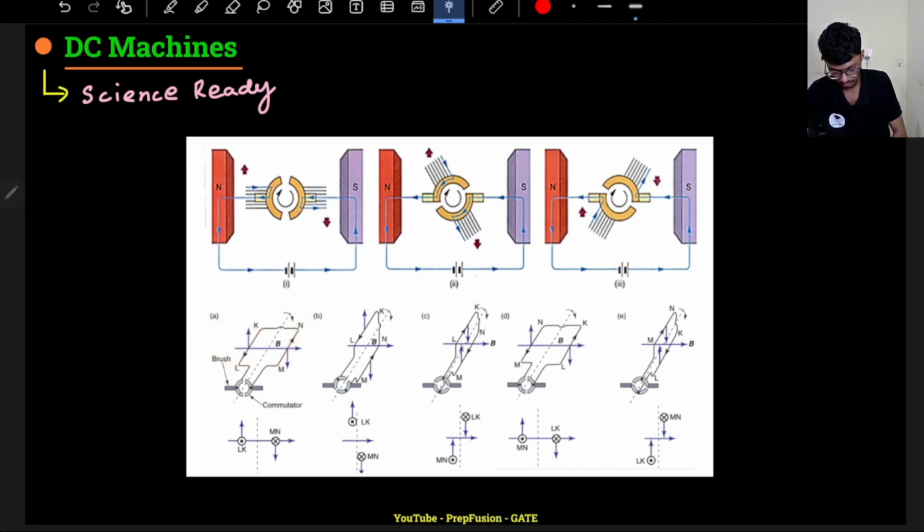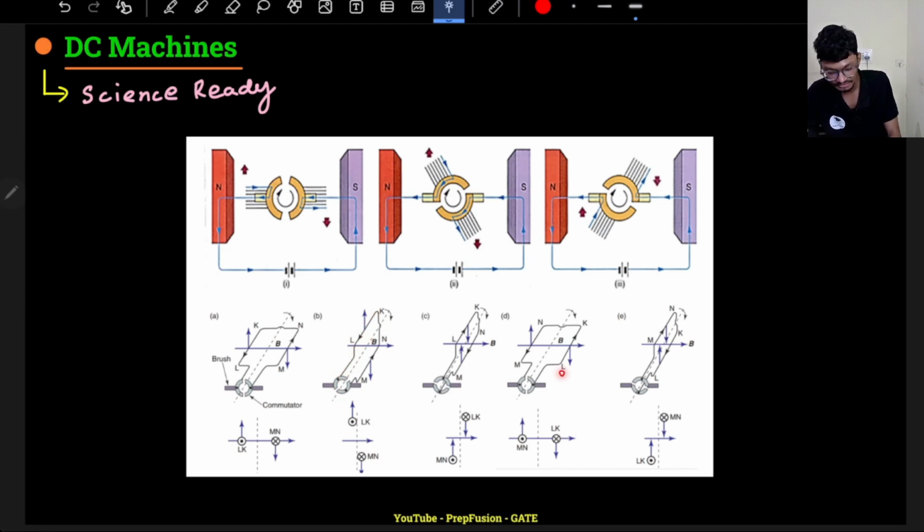When my commutator is in this position, case A, the current is like this. It will come out of this brush, then of course it will come like this. This will be the direction of the current. Now in case 2, what is happening here? There is no magnetic field. If there is no magnetic field, the current will almost be zero here.